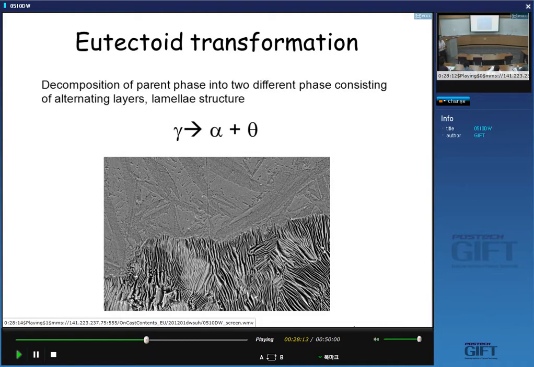Here, this micrograph shows a partially transformed pearlite nodule. This is the growing front of the pearlite, and this is the martensite, which was austenite at higher temperatures. This microstructure can be obtained by interrupted quenching during the isothermal transformation. So this region is the untransformed region, and this region is transformed from the austenite. So you can see the alternating layers, which is called lamella structure.